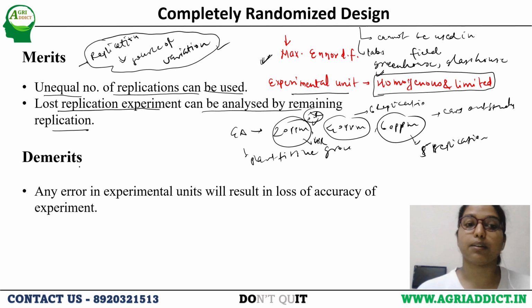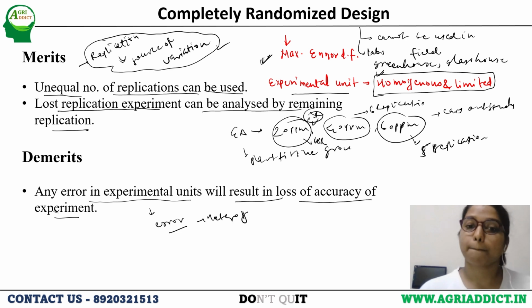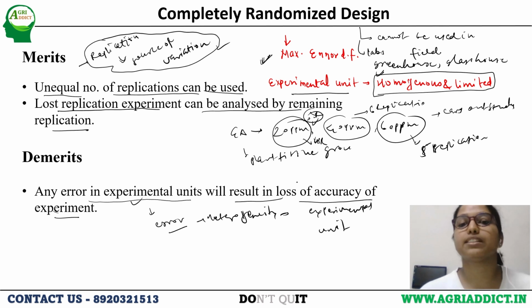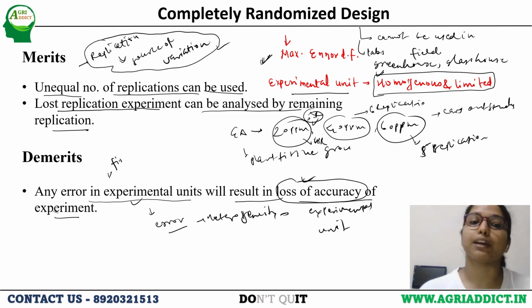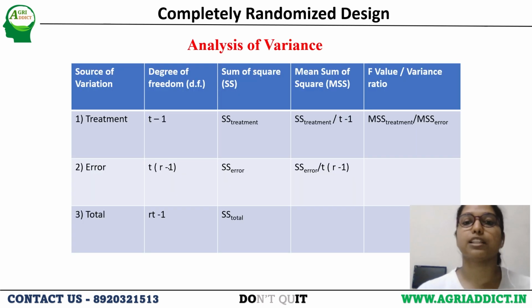Okay, then let's study the demerits. Any error in experimental units will result in loss of accuracy of the experiment. So if there is some error or some heterogeneity seen in the experimental unit, then the accuracy will be lost in CRD. So that's why we do not go for field experiments. CRD is not used in field experiments. Okay, let's move to the next.